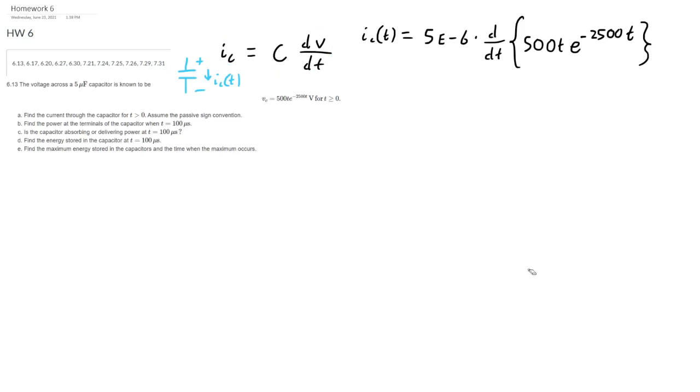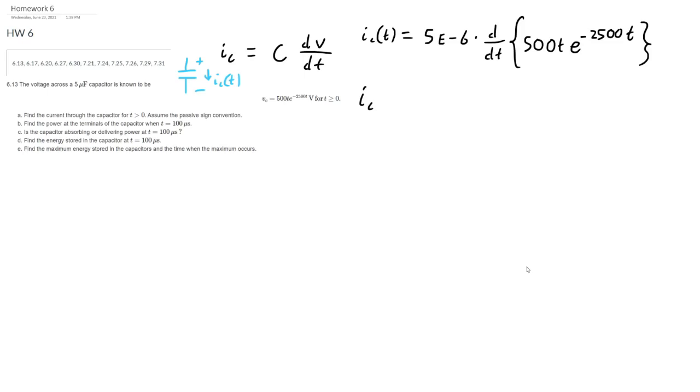So if we have the voltage and how it changes over time, and we take the derivative with respect to time, then we will get the current through the capacitor. Now, it's just a product rule, nothing complicated.